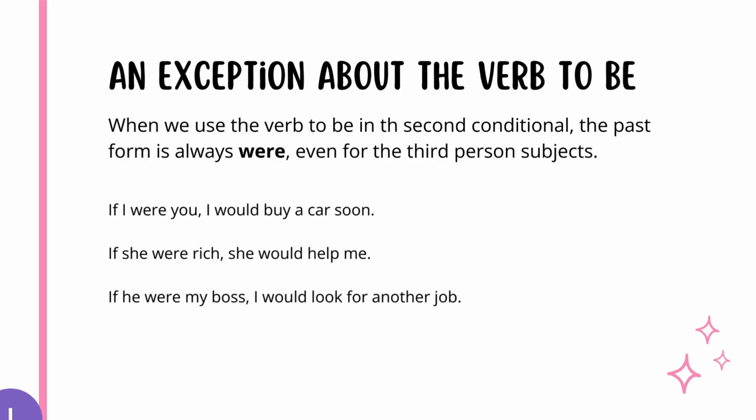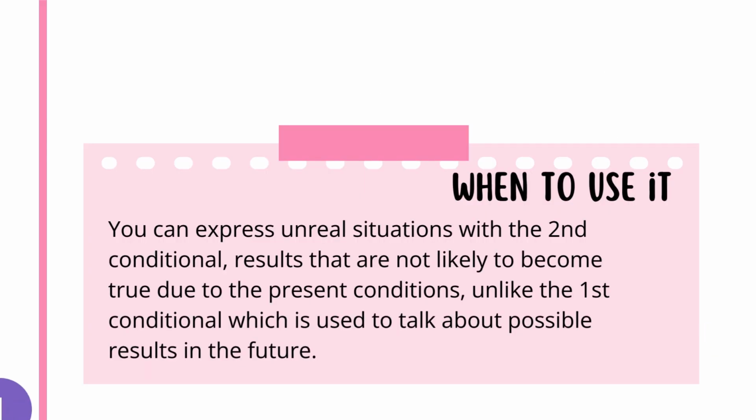Notice this. In the first sentence, we use the subject I. In the second and third sentence, we use the subjects she and he. We know that the correct form of the verb to be for those subjects is was. But this is an exception. When we are using the verb to be in conditional sentences, we're going to be using were for all of the subjects.